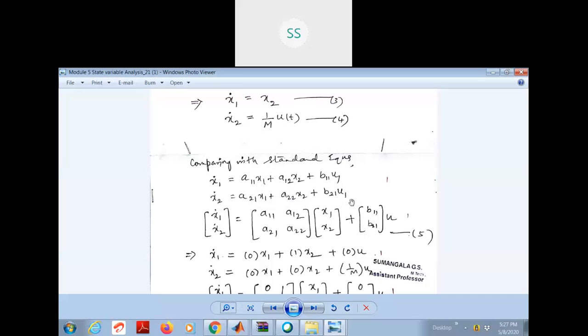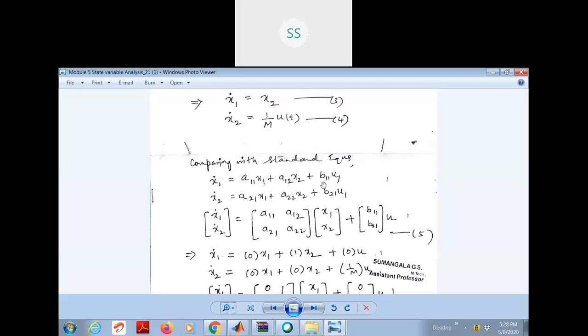This will further continue depending on the number of state variables. As we have only two state variables here, x1 and x2, their coefficients are a21 and a22. And in the input part we have only one f of t, that's why we have b21 into u1. If there were one more, we would have written b22 into u2 also. So this is the standard equation first.